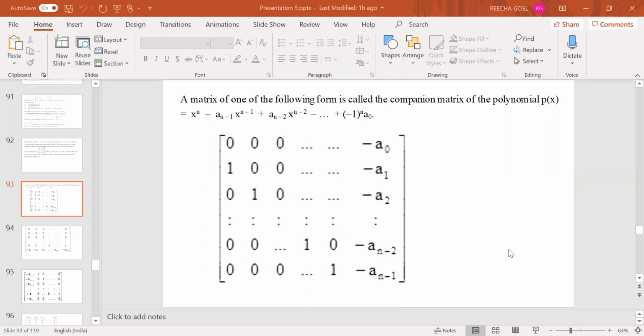Yeah, suppose you are given a polynomial p(x) = x^n - a_{n-1} x^{n-1} plus, that is, I have taken the algebraic signs alternately. Suppose this is the polynomial, then its companion matrix is written. You just see the form.